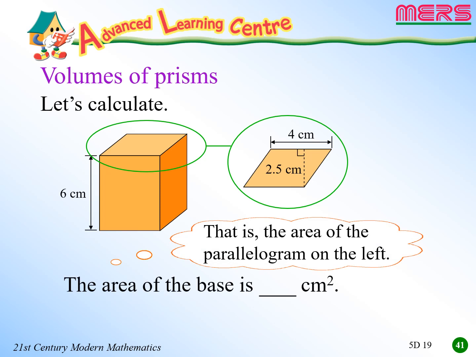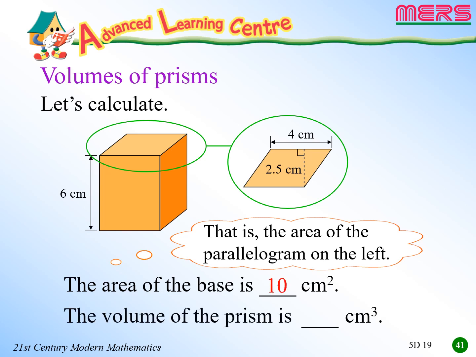To find the volume of this parallelepiped prism, you have to find the base and then multiply the height. The height is 6. Therefore, the volume of this prism is the area of the base, which is a parallelogram, which is 10 square centimeter, times the height. 10 times 6 is equal to 60 cubic centimeter.